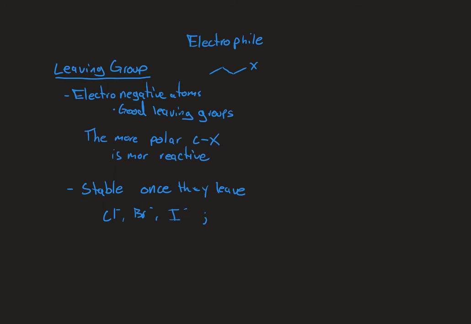They're the "conjugate base" of strong acids, so they're highly stable once they leave. OH minus is a bad leaving group because it's a strong base. It is not stable.